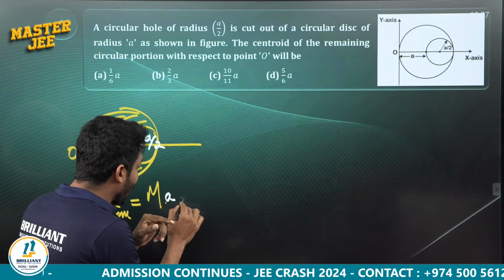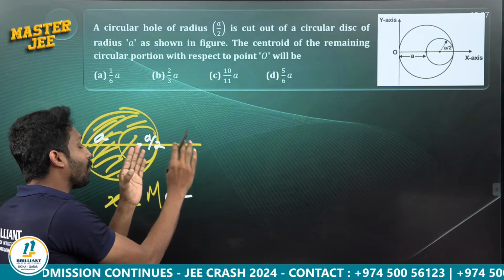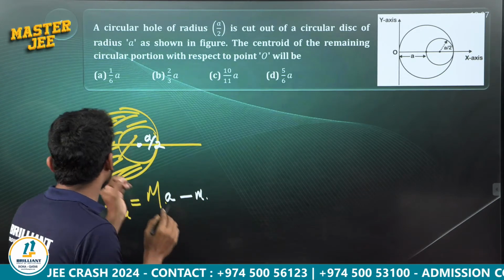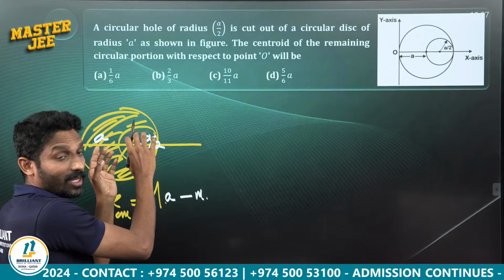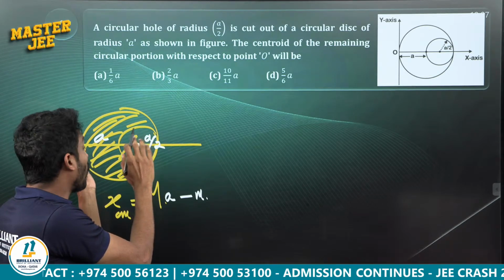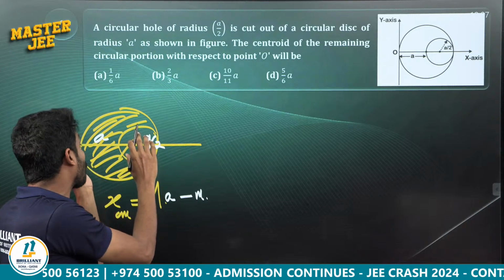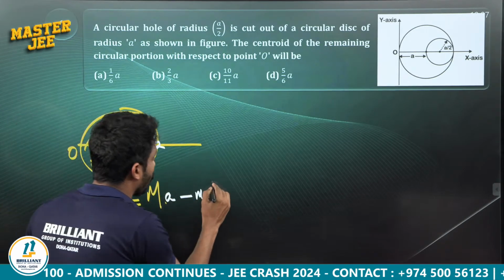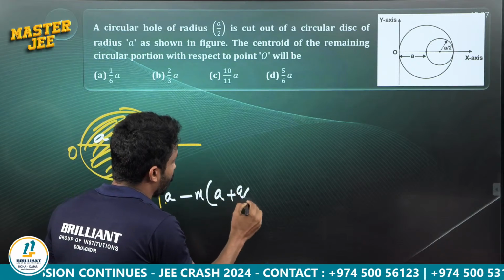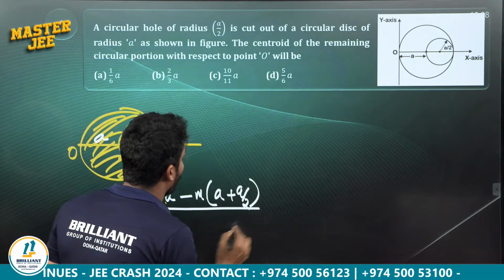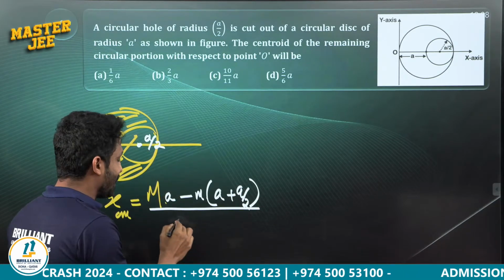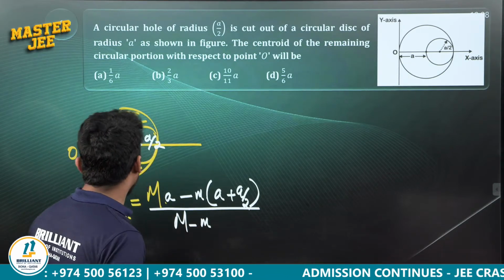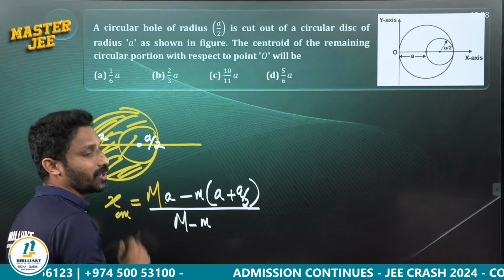Okay. Now, minus the mass of the cut portion, small m, into the position of the center of mass of this cut portion from O. The distance to the center of mass of the cut portion is A plus A by 2, divided by capital M minus small m. Clear? Here small m is the mass of the cut portion.